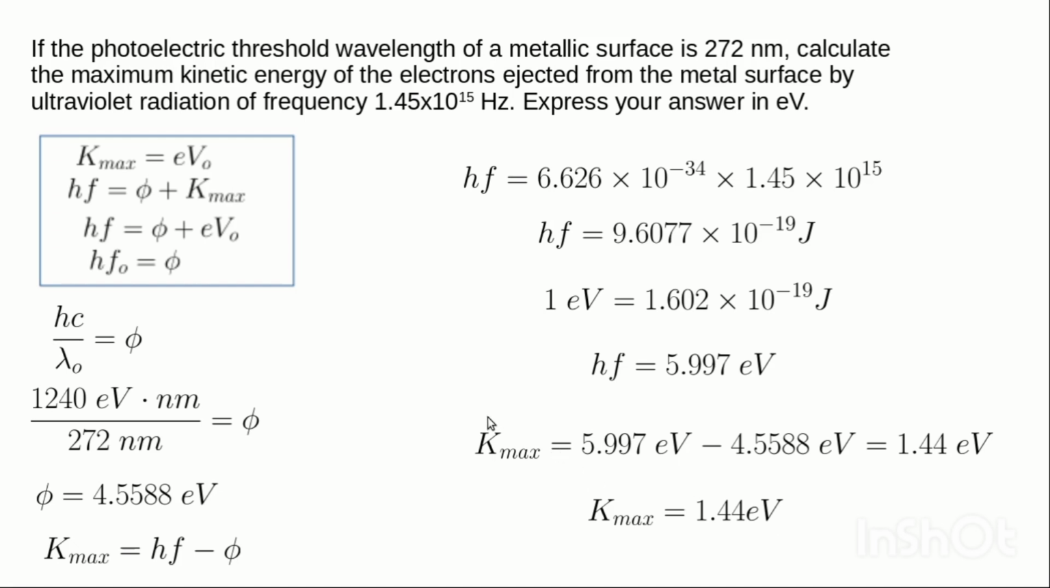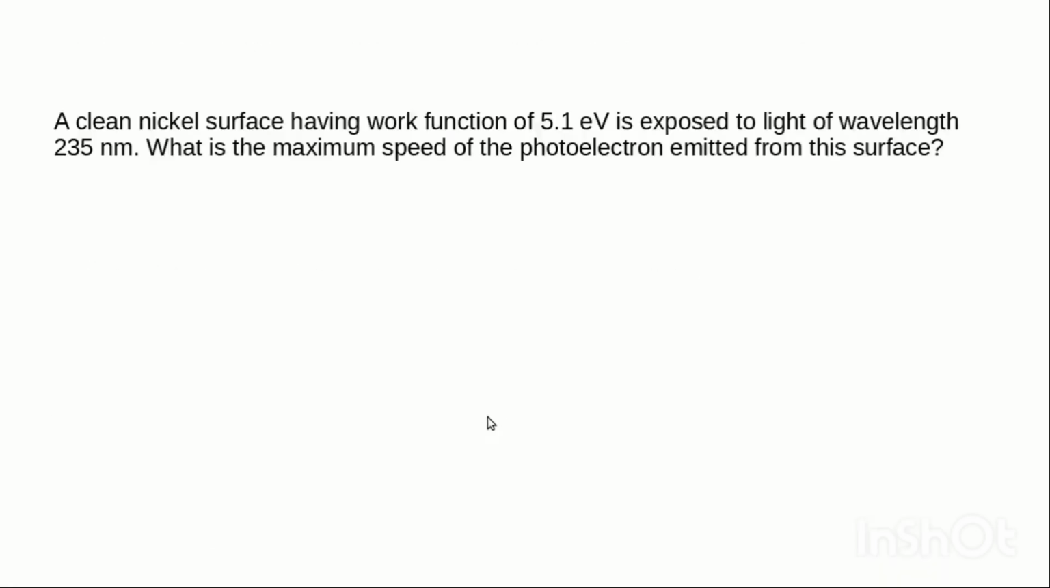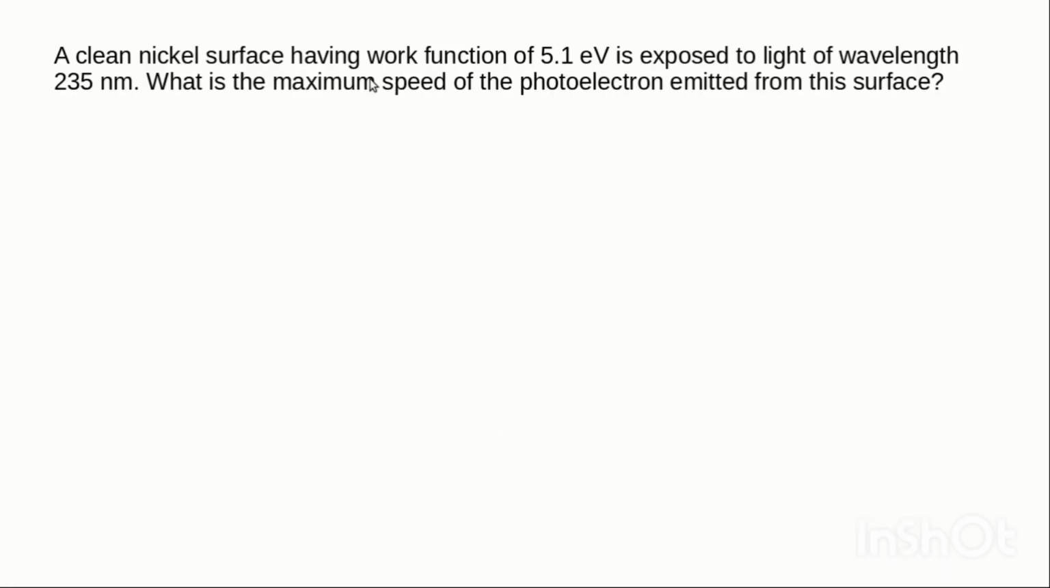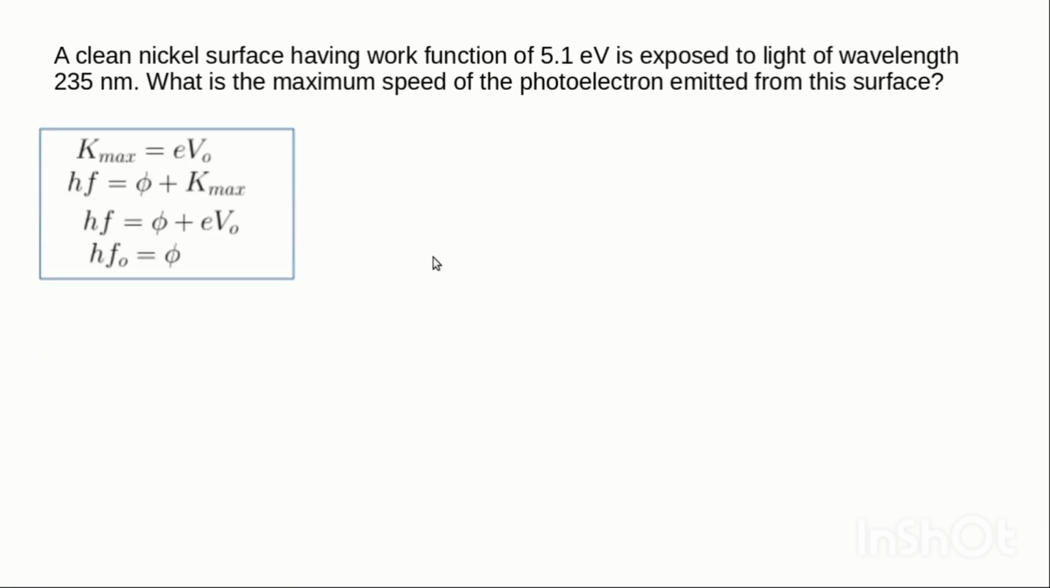The third possible question: a clean nickel surface having a work function of this is exposed to light of wavelength this. What is the maximum speed of the photoelectron emitted from the surface? So we have the same formula, and from what we have, the work function, and we have a wavelength of this. What is the maximum speed?